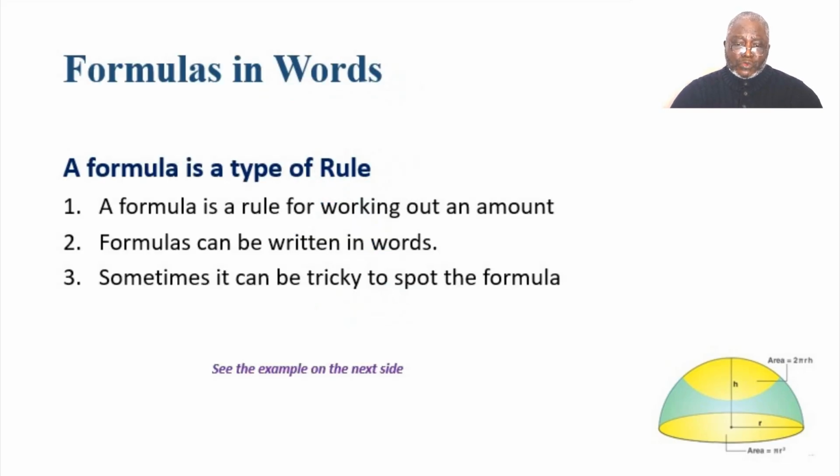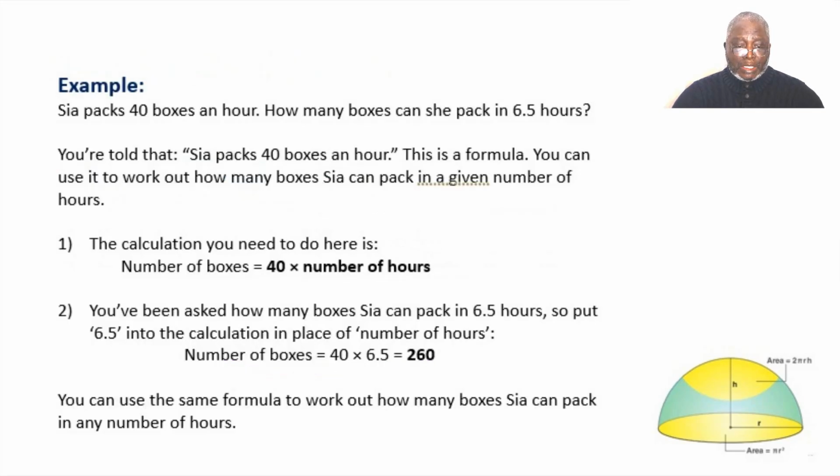Let's look at formulas in words. A formula is a type of rule, as I already said. It is a rule for working out an amount. Formulas can be written in words. Sometimes it can be tricky to spot the formula. Let's look at this example. Sia packs 40 boxes an hour. How many boxes can she pack in 6.5 hours?